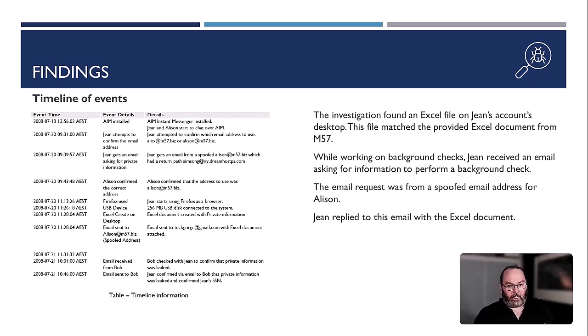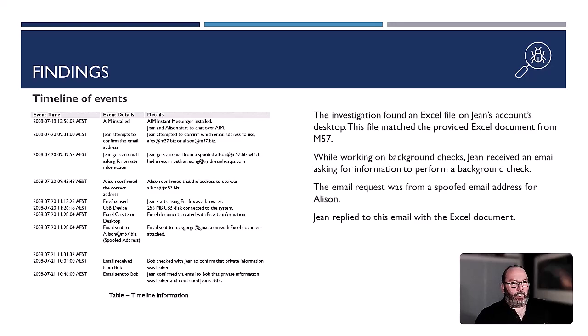This email that came through for that, and I'll show you the email in a second, actually contained a spoofed email address for Alison. The email address it was actually going to send to was tuckgeorge@gmail.com. So Jean did not know about this and actually emailed the Excel document to what she thought was Alison. Instead, it went to tuckgeorge. And then the later events that happened was one of the programmers, Bob, confirmed that he had information leaked and requested Jean to confirm it, and Jean confirmed that yes, her information had been leaked as well.